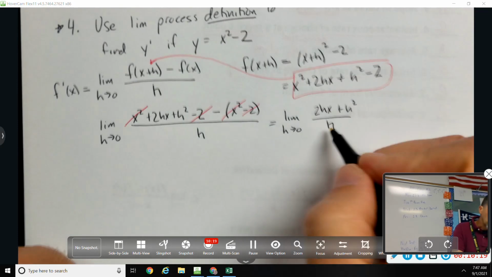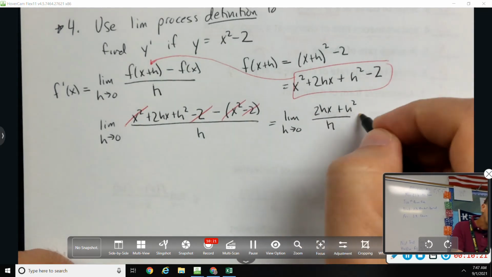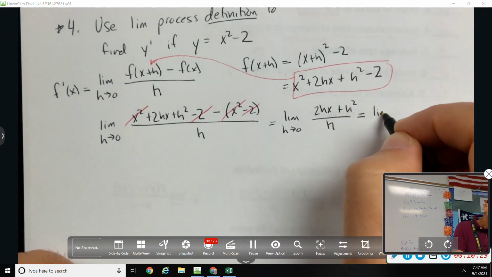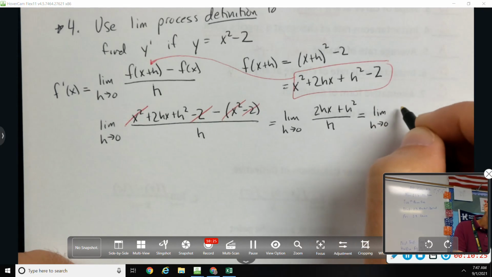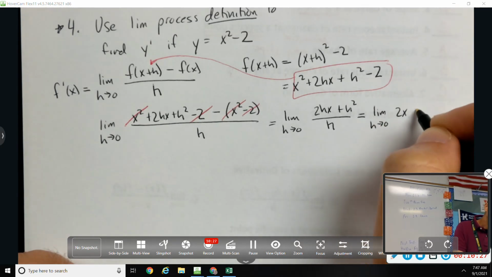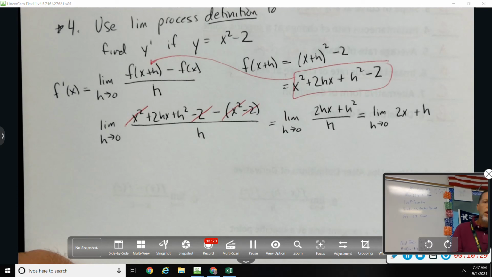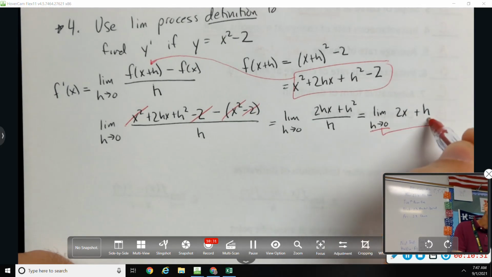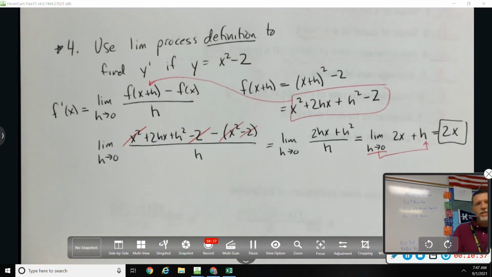Well, the h will divide into both. So that leaves 2x plus h. And now I can substitute 0 in for h. And I get 2x, which I knew was the answer because it was the same thing as number 3.